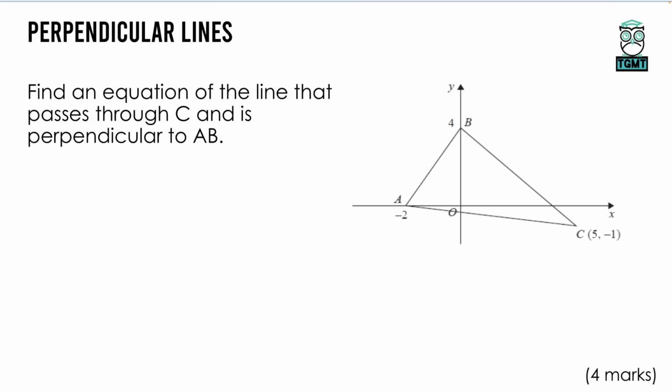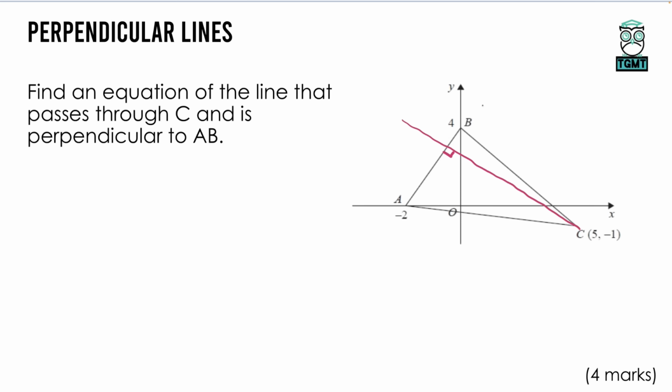Now this question is looking at perpendicular lines. So here it says find an equation of the line that passes through C and is perpendicular to AB. So if we imagine a line which is perpendicular to AB, it doesn't necessarily go through the middle of that line of course, but it might be something like this. So it's perpendicular to AB and it forms a right angle. Now drawing it in can help along the way, but ultimately we need to find out what the gradient of that line is. We can find the gradient by looking at the coordinates A and B.